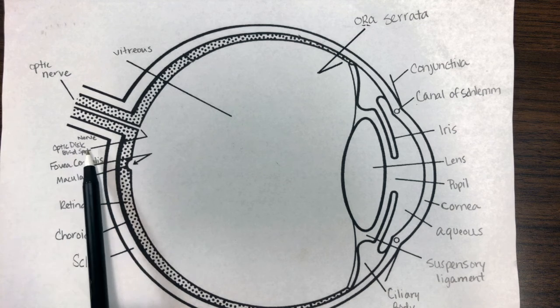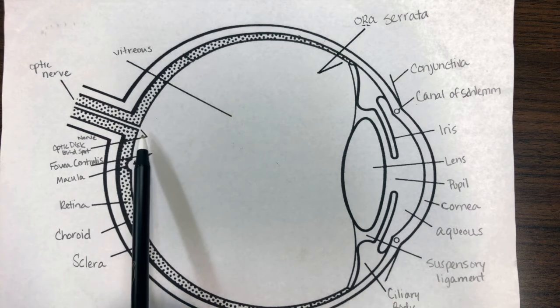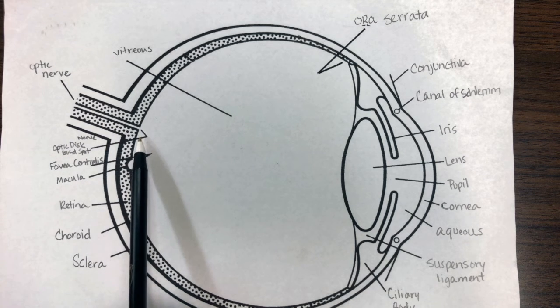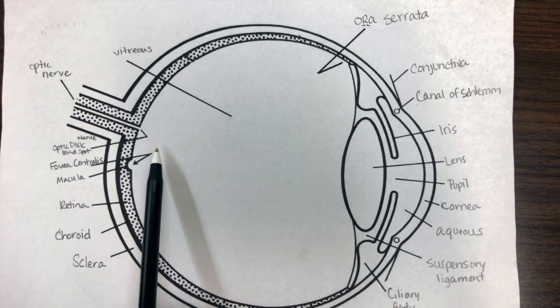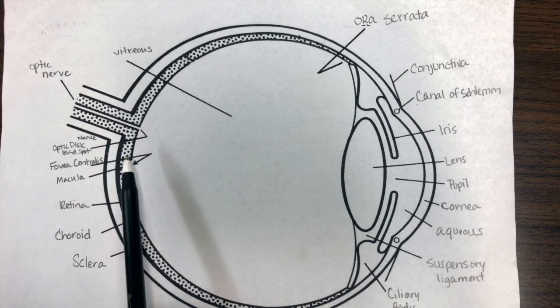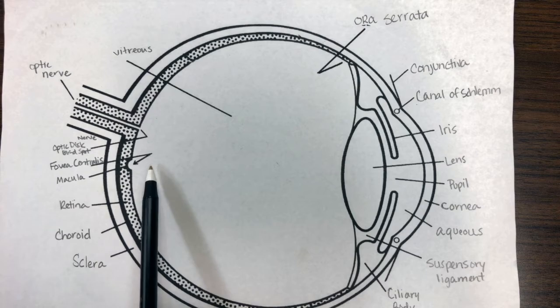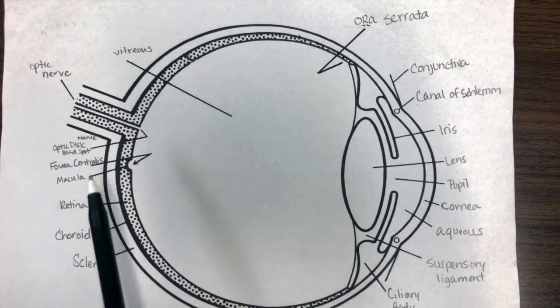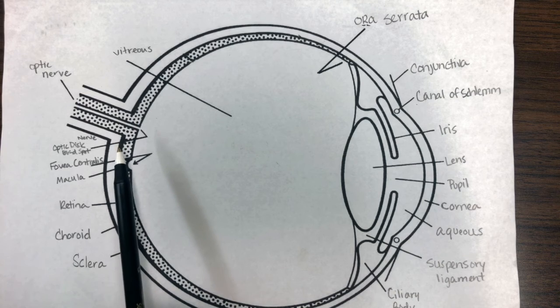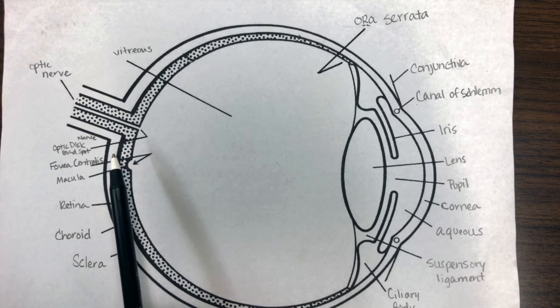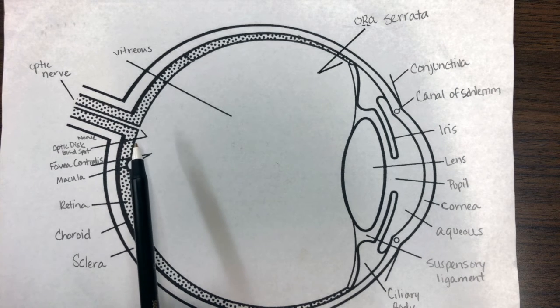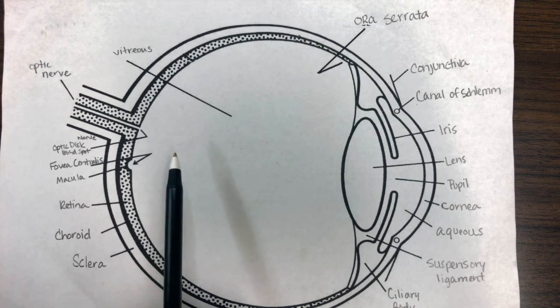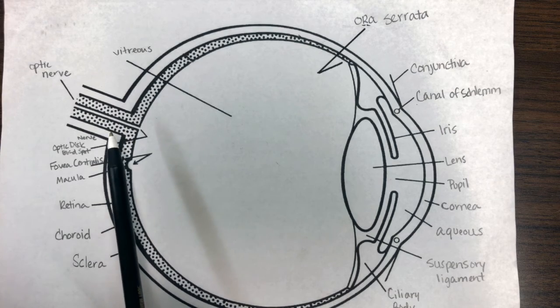The optic disc or blind spot is located in this area as well. There are no photoreceptors in this area, so there's no image detection. The optic nerve is what carries the sensory nerve impulses from the millions of ganglion cells in the retina towards the visual centers of the brain for processing.